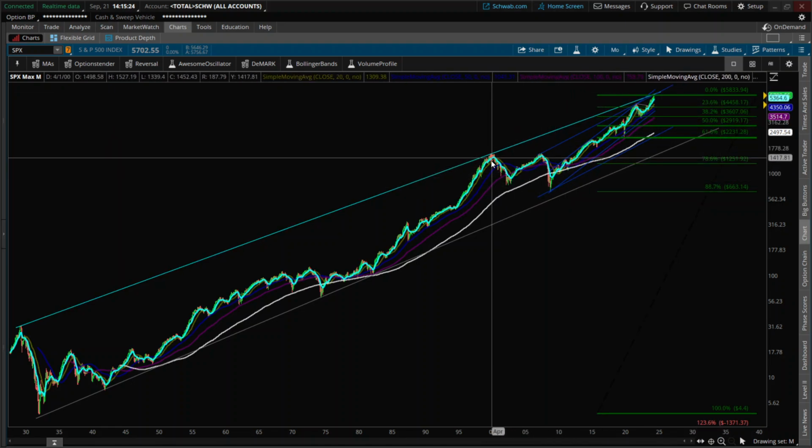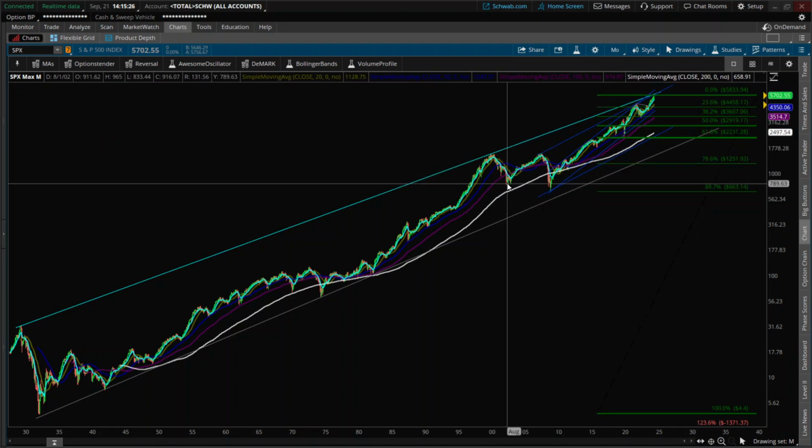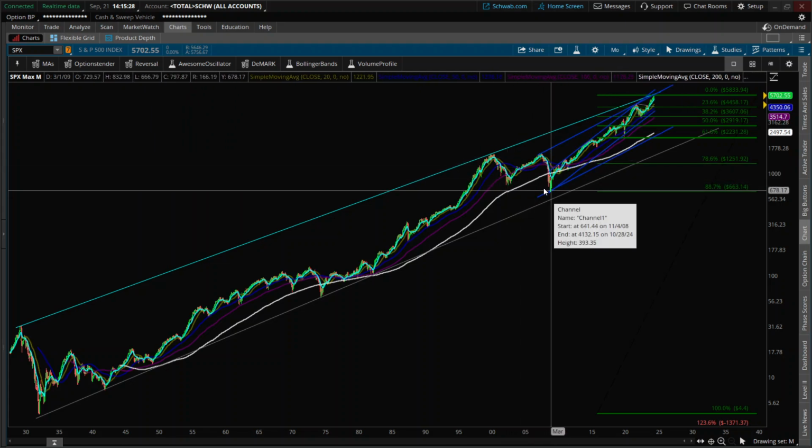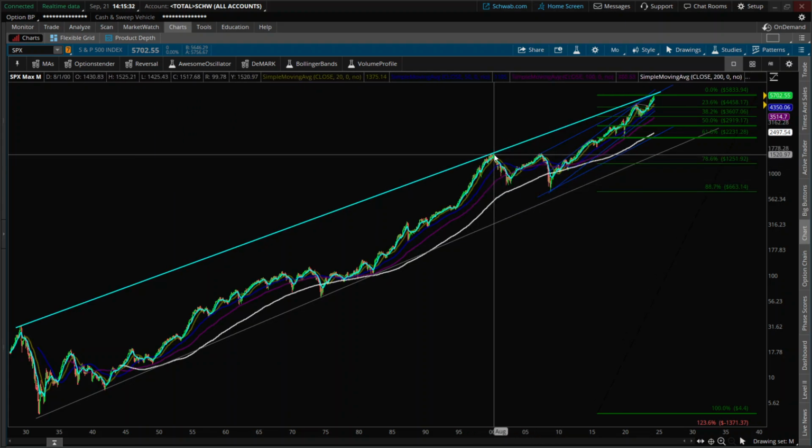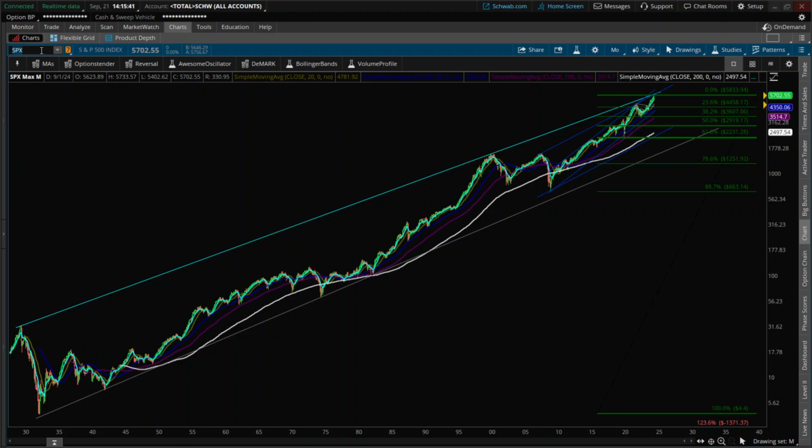This one was actually sideways, even though you had 50% moves to the downside. It was still ultimately a sideways move, so we didn't get a new high for many years. It could have been 13, 15 years or so. I don't know what the exact number is, but okay, I spent time on there.